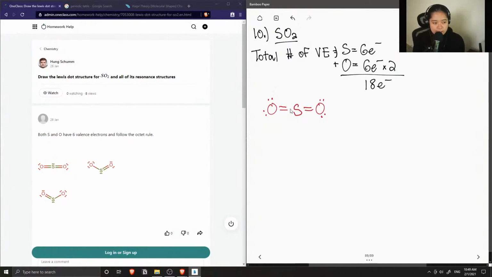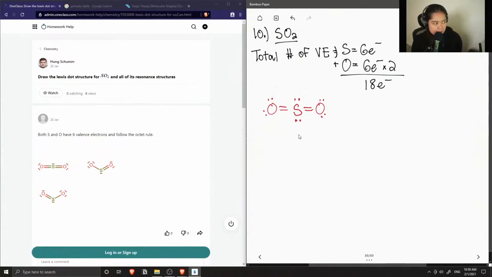So each bond contains 2 bonding electrons. And we have 4 bonds, so that's 8, and each oxygen atom has 4 electrons as lone pairs. So we only have 16 out of the 18 electrons drawn in this molecule. So we can write the remaining 4 on our sulfur atom.